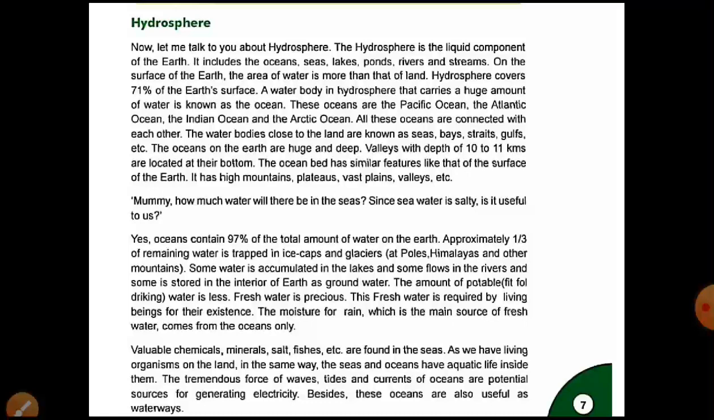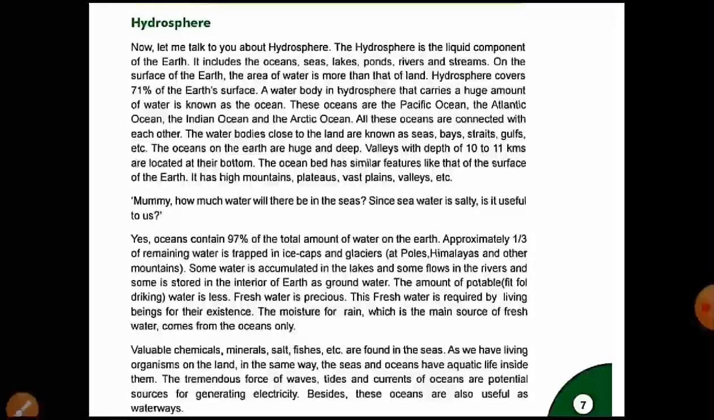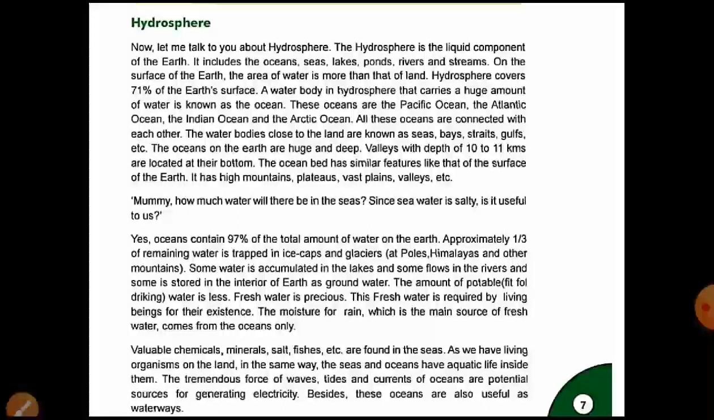The amount of potable water, fit for drinking, is less. We have a very small amount of fresh water. Fresh water is precious. We cannot drink water from the oceans; we need fresh water to drink. We cannot drink salty water from the oceans and seas, so fresh water is precious.